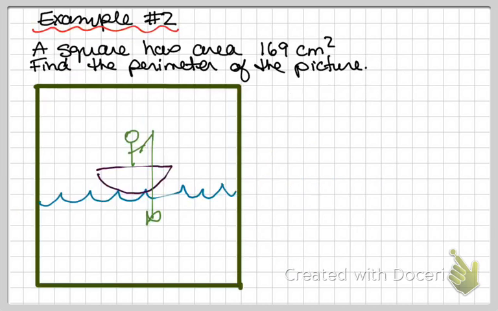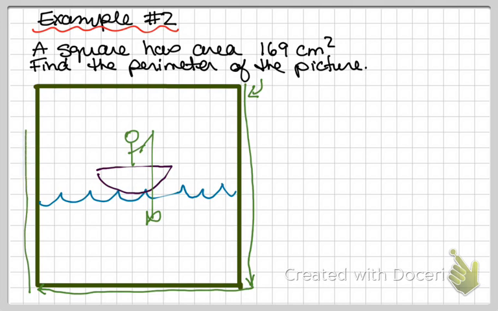Let's look at another example. In this example, we've got this square picture with this person fishing. We want to find the perimeter of the picture. Now remember, the perimeter is the distance around an object. So all the way around here, we need to figure out the distance around it. In order to do that, we need to figure out the length of a side. It tells us that the area is 169 centimeters squared.